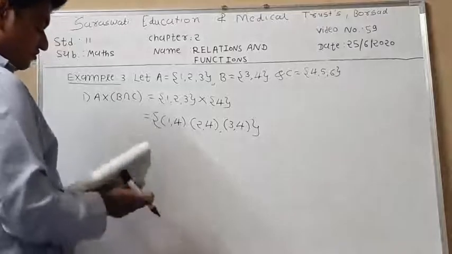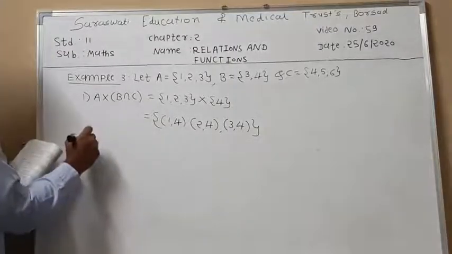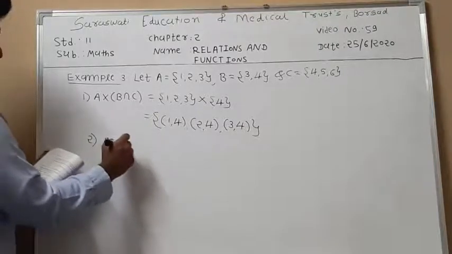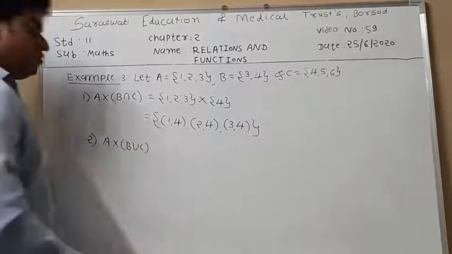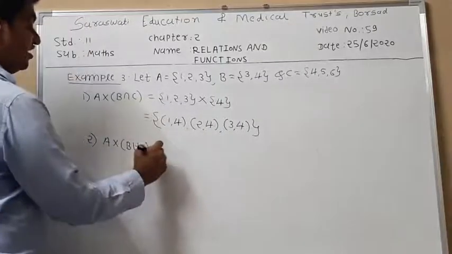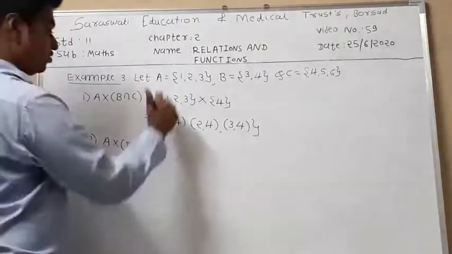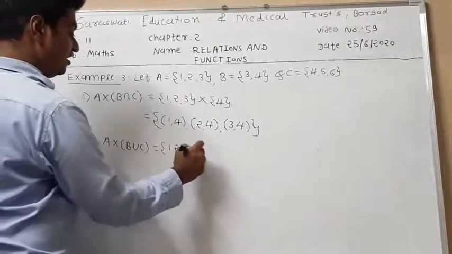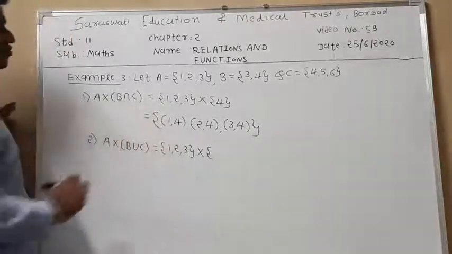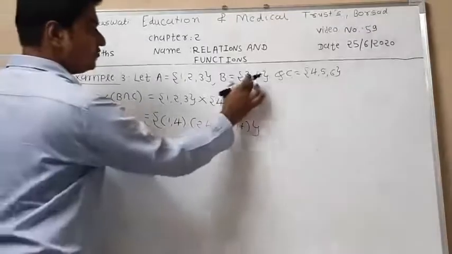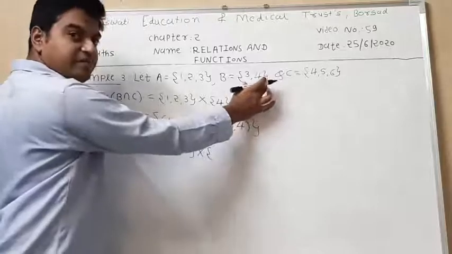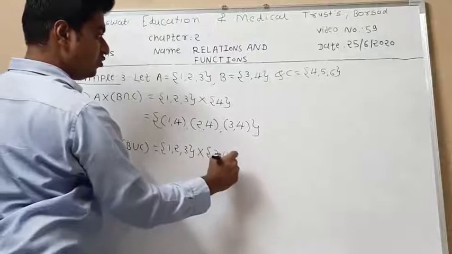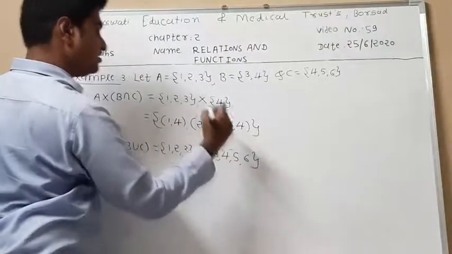Now the second question. A Cartesian product of B union C. So again, in place of A, we write the elements of set A, that means {1, 2, 3} Cartesian product B union C. B union C means all the elements of set B and all the elements of set C. So here we can write {3, 4, 5, 6}.